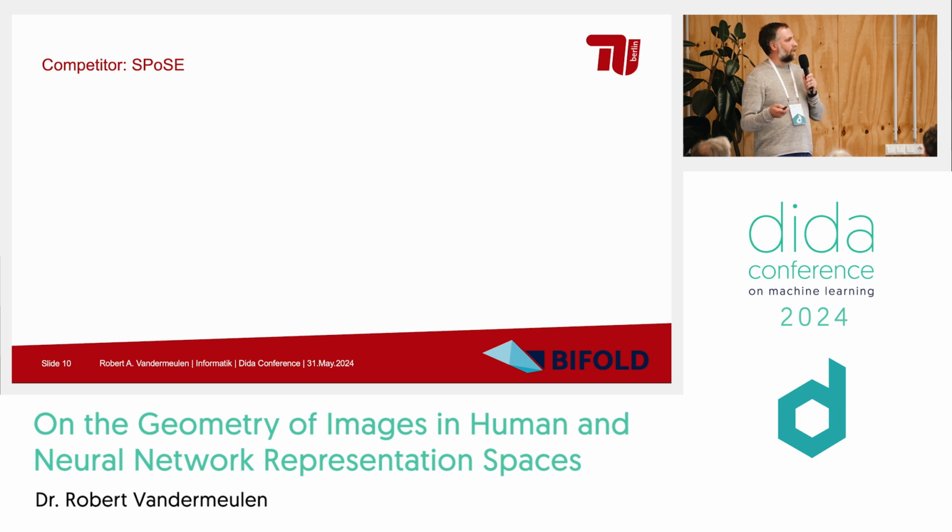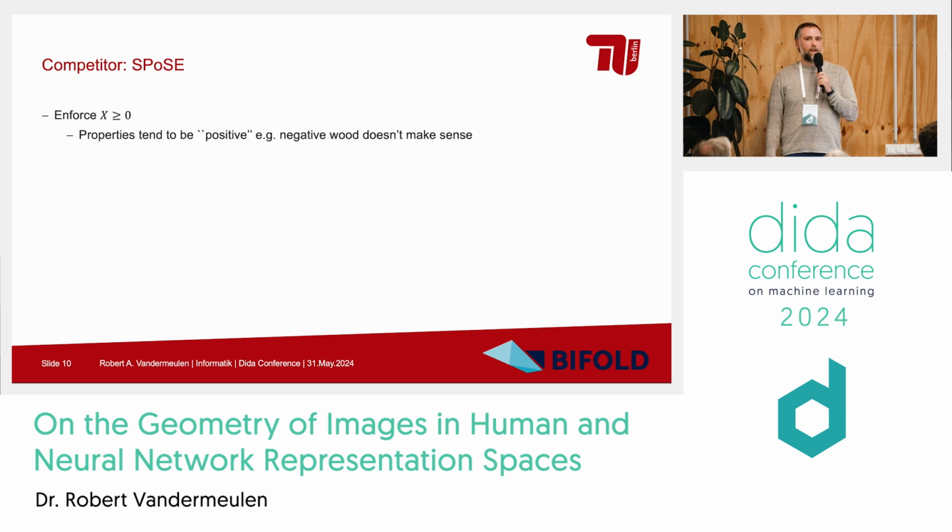The initial estimator for this is called SPOS, and this is a friendly competitor. This person's involved in other papers of ours. In SPOS, we enforce x to always be positive, and this is based on the cognitive science concept that objects tend to have properties and not really have negative properties. For example, negative wood doesn't make sense. Sometimes there's clearly a property and its opposite, but usually something is metal and you don't really want to say it's very, very not metal, for example.